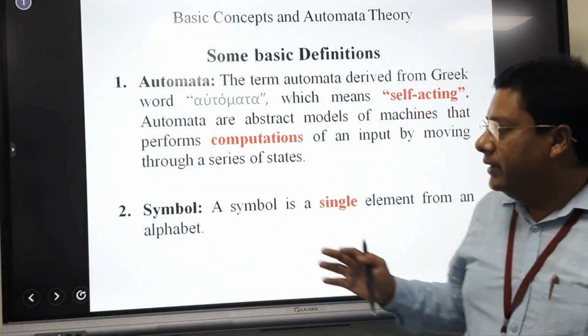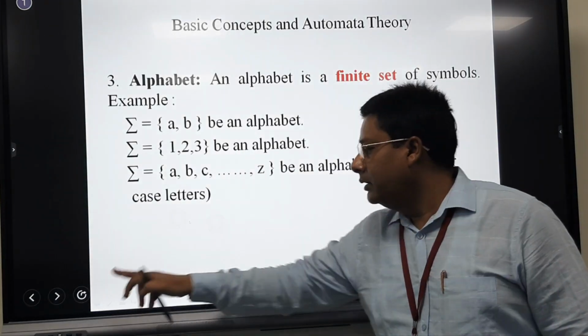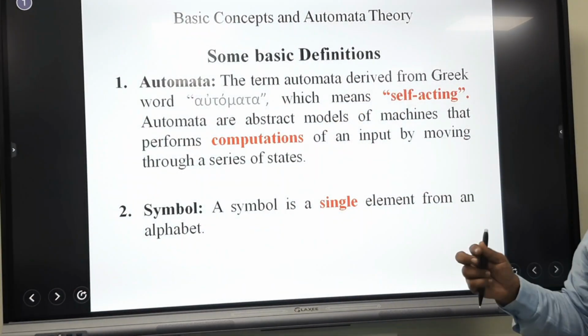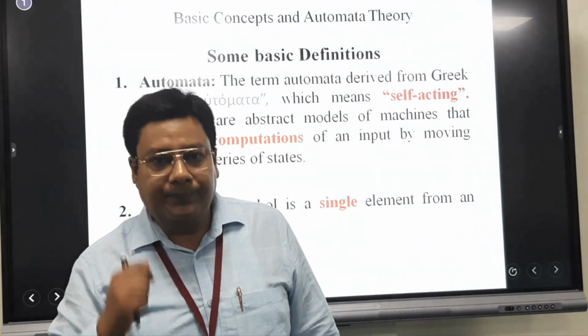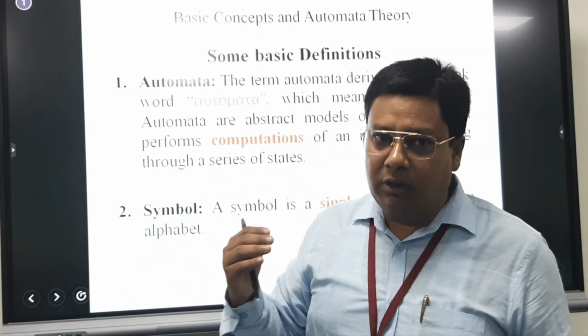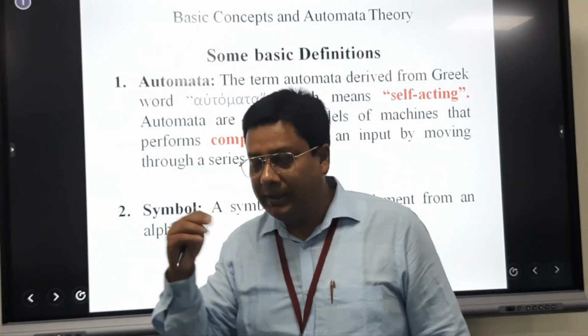The next definition is symbol. These are mostly used in automata. A symbol is a single element from an alphabet. Suppose sigma is a symbol, delta is a symbol. So these are the symbol representations we use in automata theory.